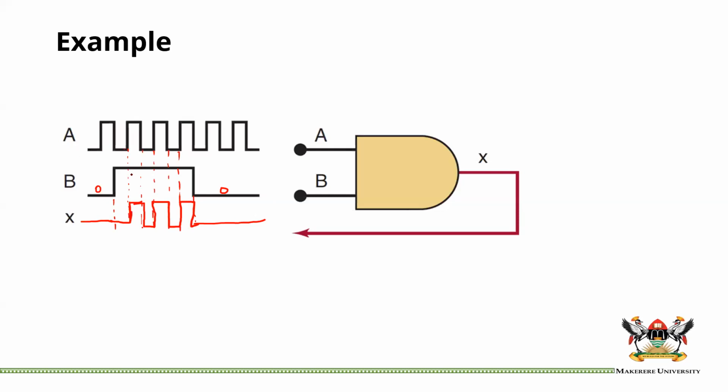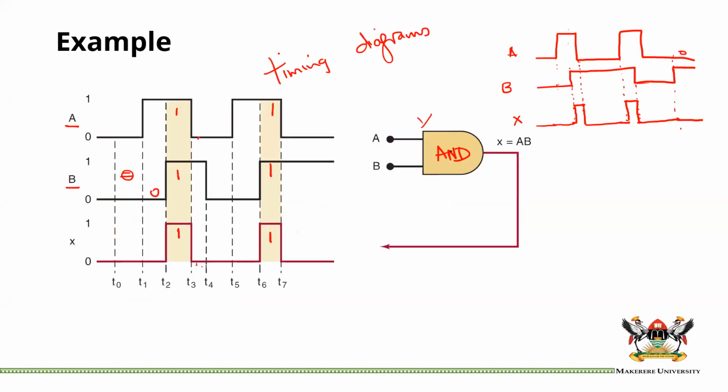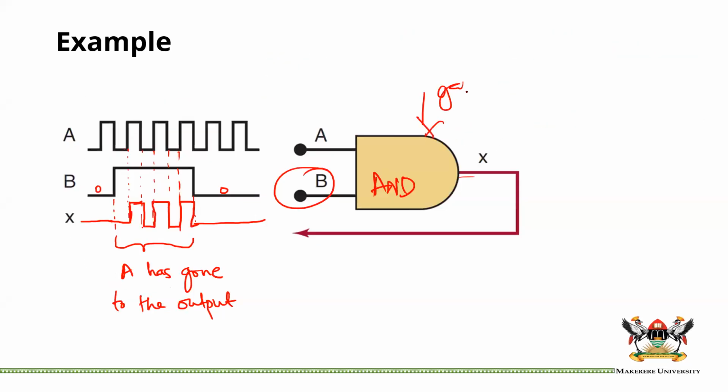Okay, now if you notice, between this point and that point, A has gone to the output, right? Because as long as B is 1, A is just going through, meaning that when A is 1, the output is 1. When A is 0, the output is 0. When we use gates like this, you can see the idea of a gate actually coming out here. This is an AND gate. It means that depending on what B is, A can go through to the output. And so this circuit now acts like a gate. It's like you open the gate and something goes through.